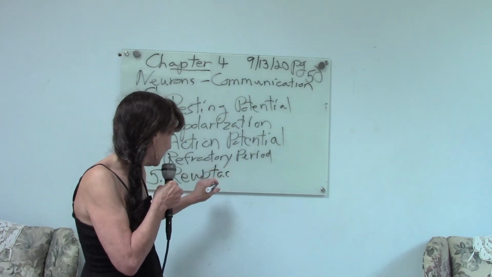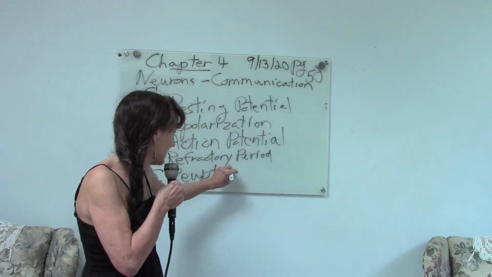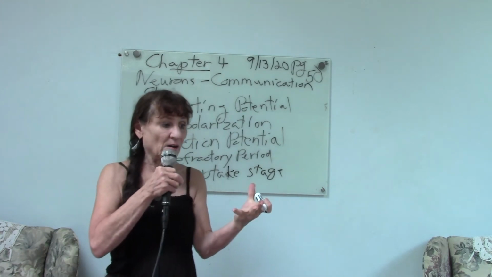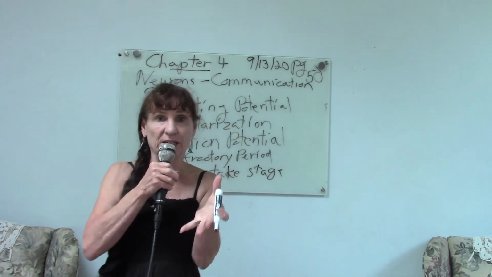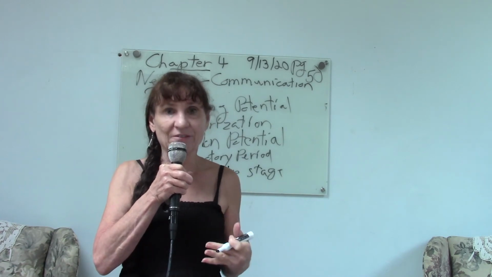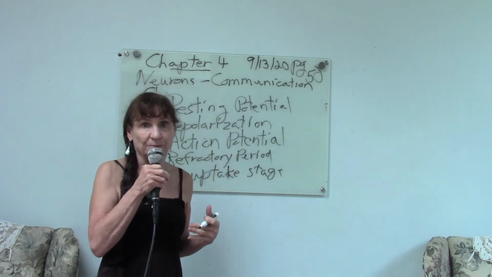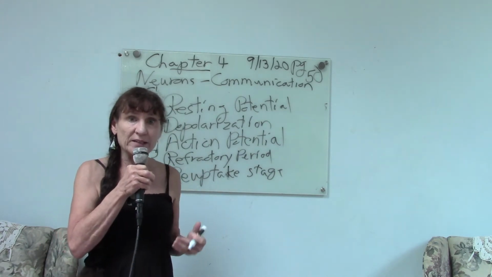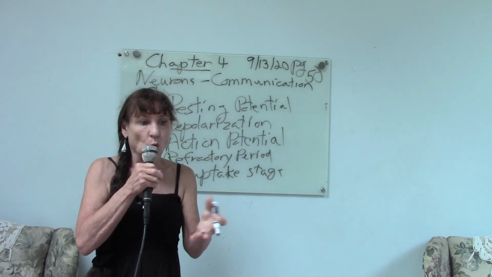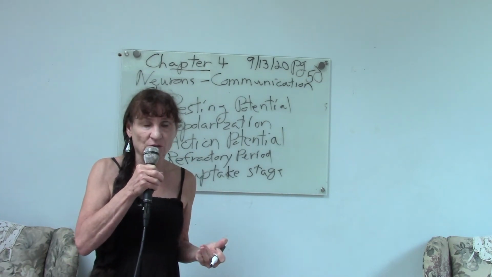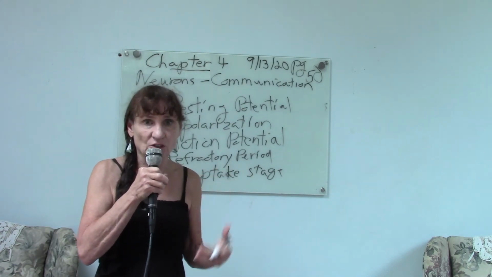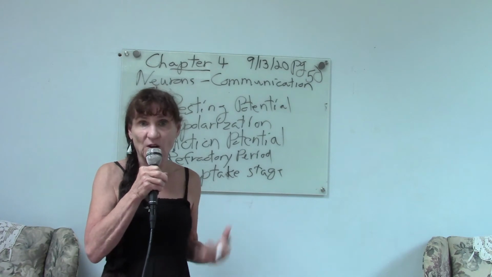The reuptake stage is when the ends of the axon, where the neurotransmitters are stored, gobble up as many neurotransmitters that are left in the synaptic gap as they can, for a variety of reasons. One is, if you continue to fire that neuron without gathering up the excess neurotransmitters, that neuron will get exhausted. It will exhaust its neurotransmitters and it won't be able to fire effectively.